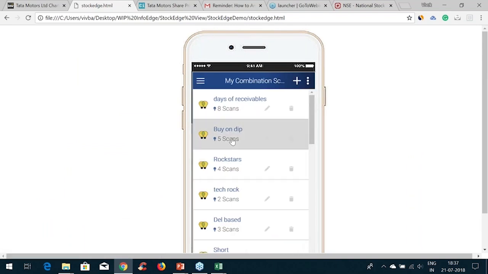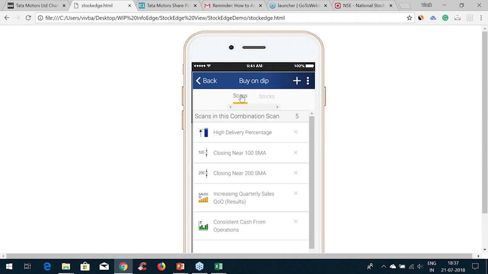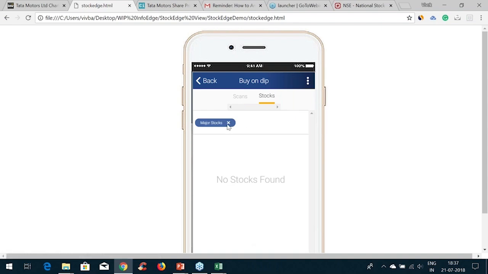for example, this is one of the combinations which I use: high delivery, near the moving average, 100, 200, quarterly sales, quarterly growth, consistent cash from operation. I see there are no stocks if I remove the filter. So I see a perfect match called Kanpur Plastic Pack.